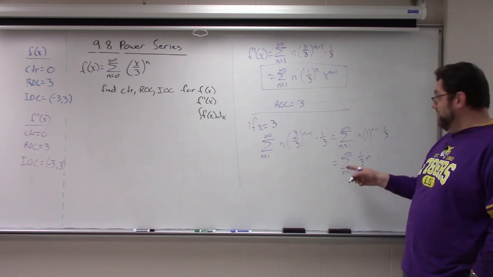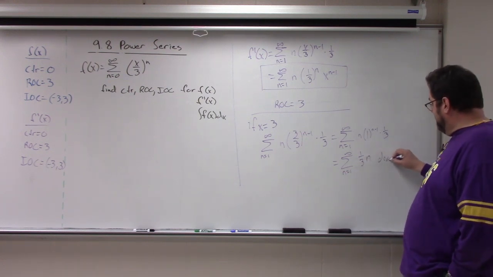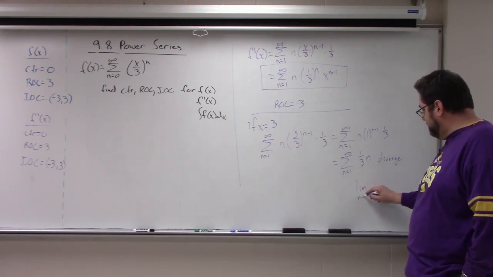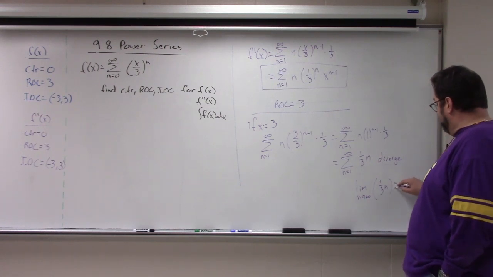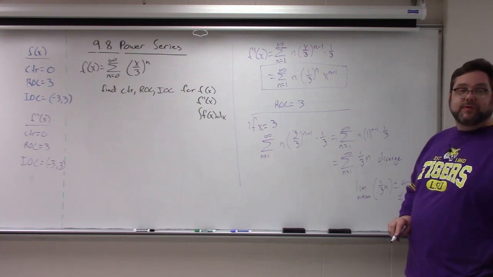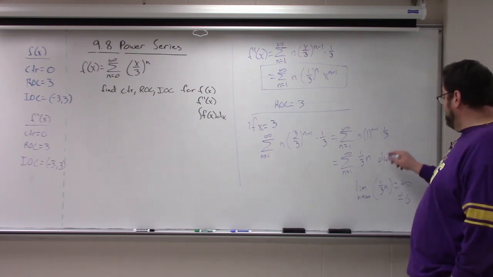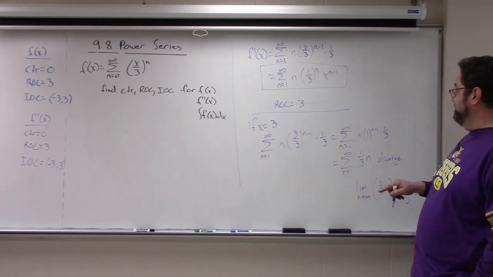All right, and what is this? This is going to diverge. How do I know that's going to diverge? Because the limit as n heads to infinity of n/3 equals infinity, which is not equal to 0. All right. The nth term test tells us that this diverges.